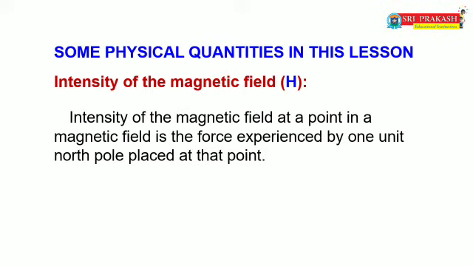Next, one more physical quantity, that is intensity of magnetic field. It is denoted by H. The intensity of magnetic field at a point in a magnetic field is the force experienced by 1 unit north pole placed at that point. The unit is ampere per meter.